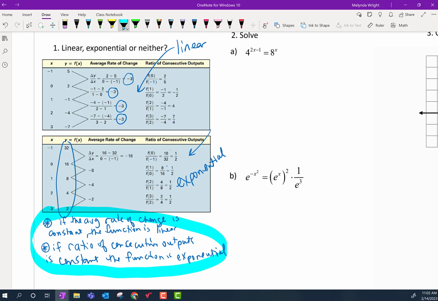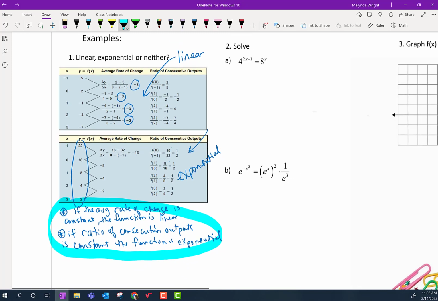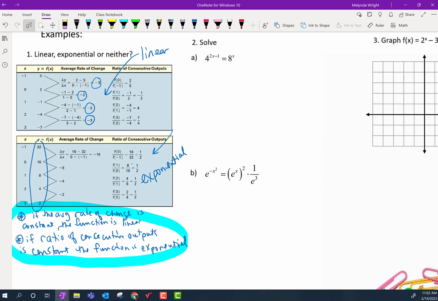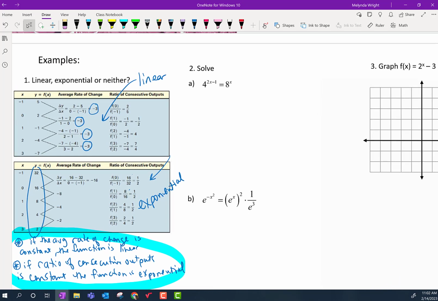All right, so the next thing we're going to do is we're going to do some solving. Again, we did this last year. I like to write steps out. You know how I really like steps. So let's write down steps for solving. So here's our steps.